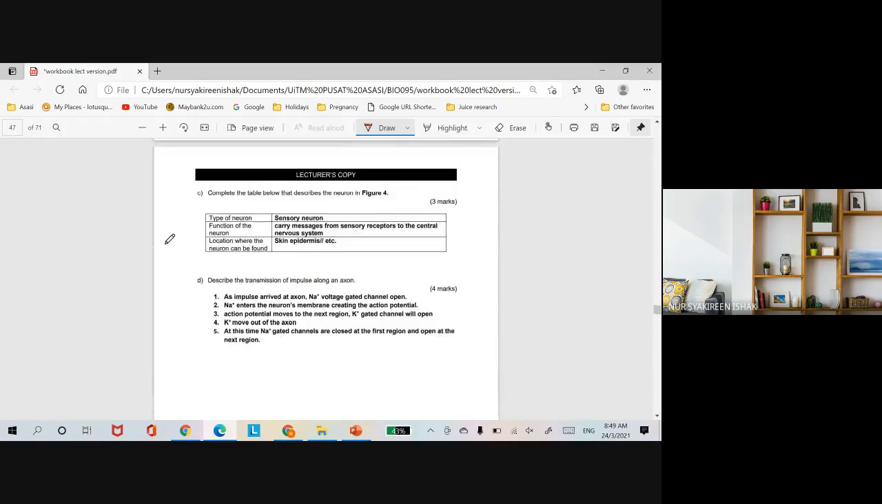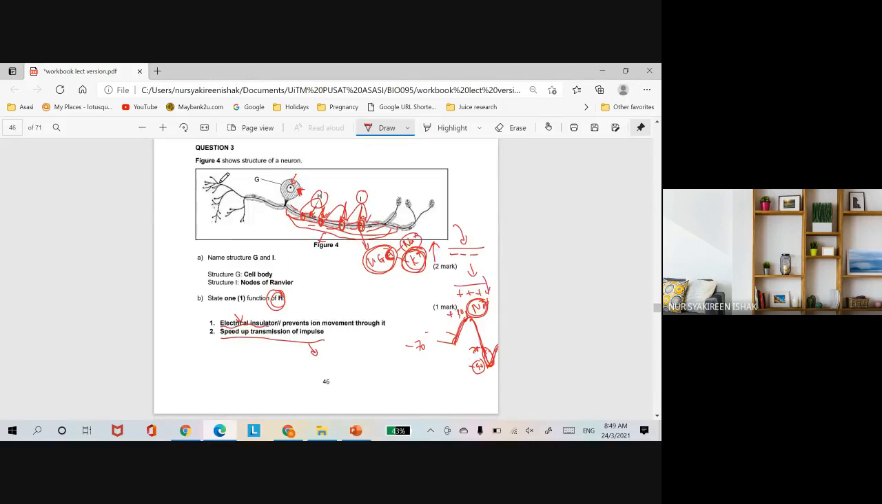Okay, so next, complete the table below that describes the neuron in figure 4. So if you refer back to your notes, it classifies the neuron based on the location and the function of the neuron. So you have the motor neuron, you have the interneuron, and you have the sensory neuron. For the neuron that looks like this, where you have the cell body in between the axon here, okay, so it is the sensory neuron.